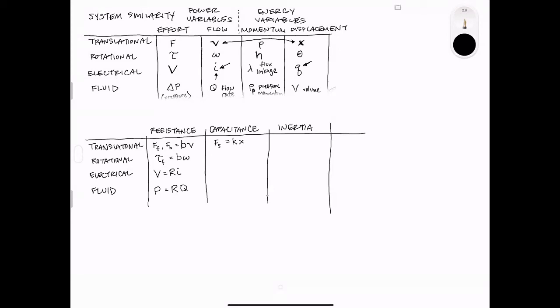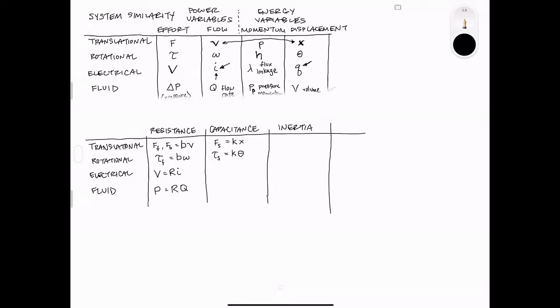So an effort variable for capacitance is going to equal some sort of constant times a displacement energy variable. That means then that's similar. We're going to have a torque, maybe in some sort of torsional spring that we're going to store some energy, and it'll be K times the displacement, theta.